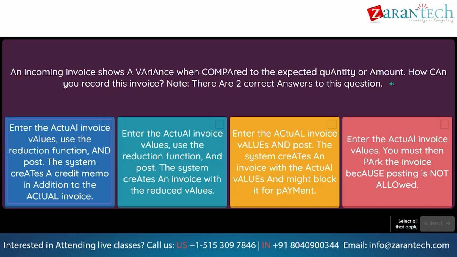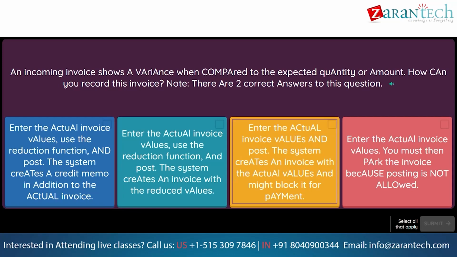Option 1: Enter the actual invoice values, use the reduction function, and post. The system creates a credit memo in addition to the actual invoice. Option 2: Enter the actual invoice values, use the reduction function, and post. The system creates an invoice with the reduced values.